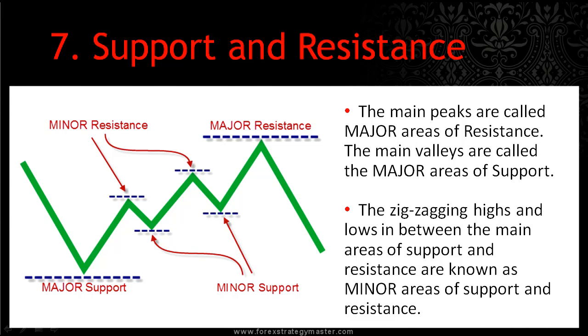The zigzagging highs and lows in between the main areas of support and resistance are known as minor areas of support and resistance. On the chart to the left, we can see the major resistance and the major area of support. And in between, as price is rising from support to resistance, we're going to make these little zigzagging minor areas of support and resistance along the way.